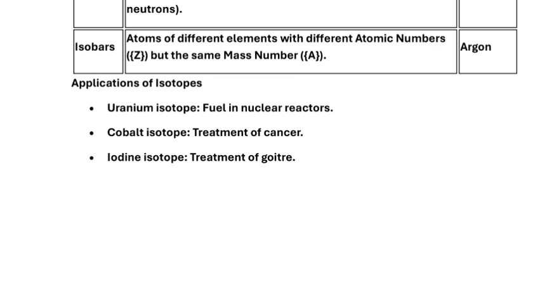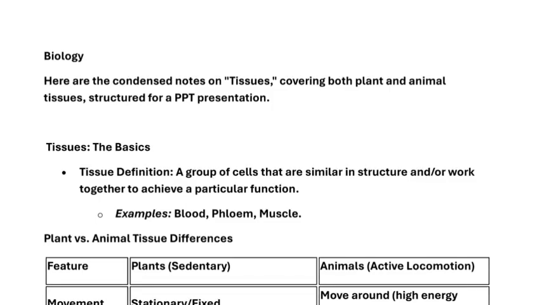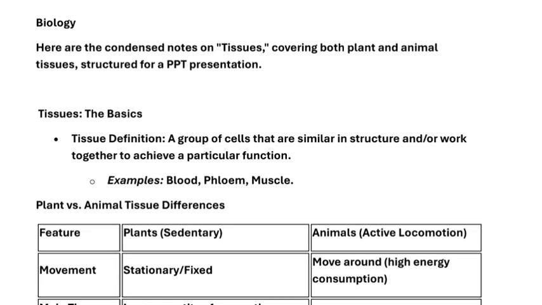Cobalt isotope, treatment of cancer. Iodine isotope, treatment of goitre. Argon. Biology. Here are the condensed notes on tissues, covering both plant and animal tissues, structured for a PPT presentation.